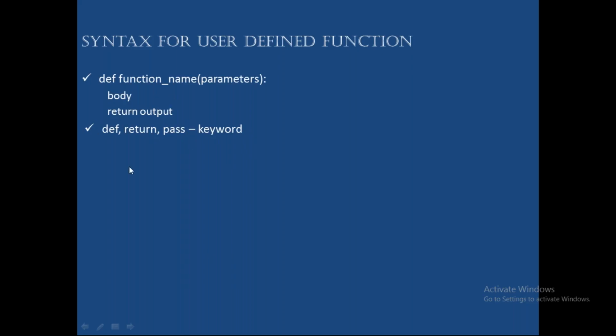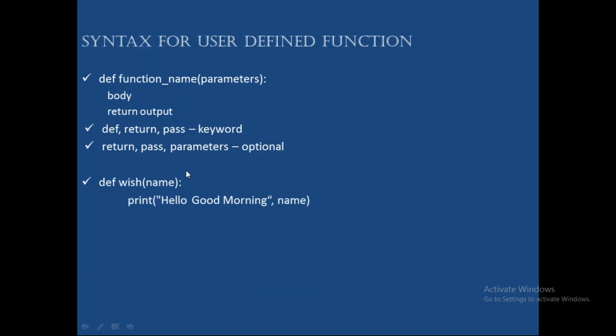Def, return, pass. Parameters are optional. Return, you don't need to return a value all the time; that is up to you. Pass, see, I'm not using pass; that is also optional. Parameter, you don't need to pass input to a particular function; that is also optional. That's why return, pass, which I have not used, and parameters, all these are optional.